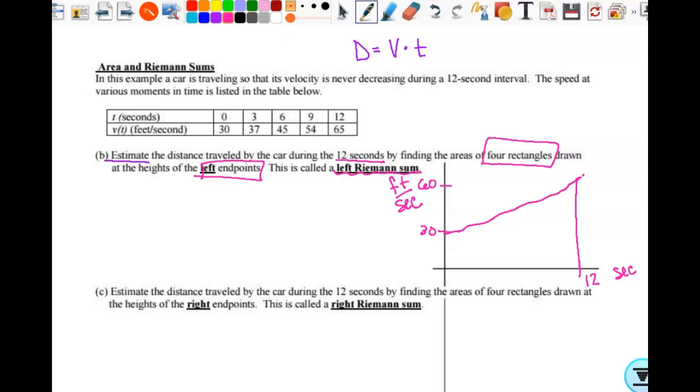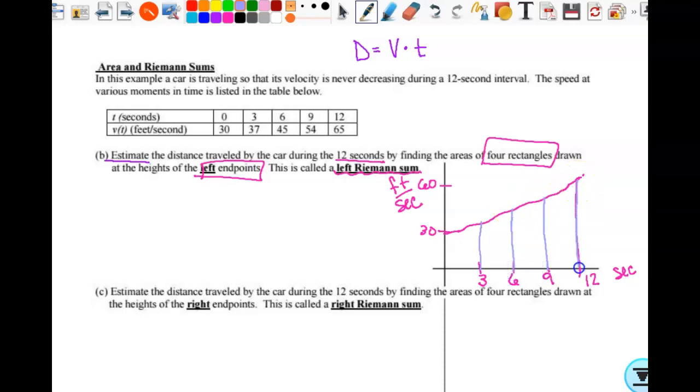But do you know how to find the area of a rectangle? Yes, length times width or base times height, right? So here I am at 12, I'm supposed to use 4 rectangles. So that means I need to divide this into 4. So 12 divided by 4 is what? 3. So it's going to be at 3, 6, 9, and 12, right? So this is at 3, 6, 9, and 12. I have separated it out evenly. Make sense?